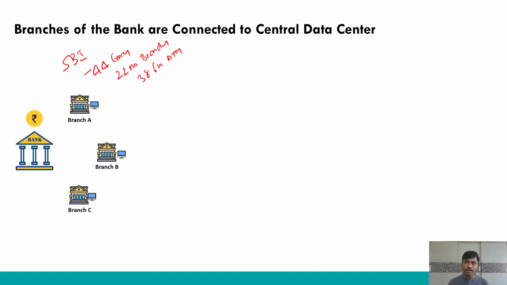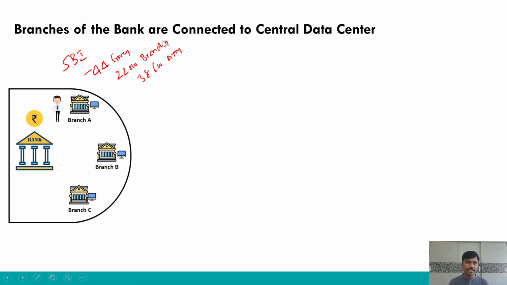Now in today's environment, let's say there is a customer, and let's assume this is SBI. One customer opens an account with branch A, out of these 22,000 branches. If he visits branch B or branch C, is he able to do the transactions? Yes or no? Yes, right? He can perform the transactions either in branch B or branch C.